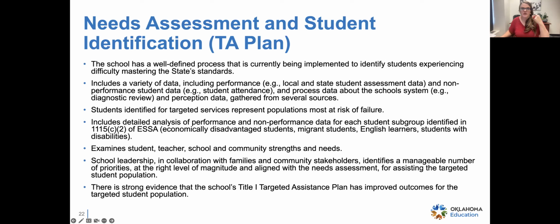Does a school-wide Title I school do the targeted assistance plan? No, with a school-wide school, you're only going to have one plan per site, and it's going to be based on whether the school is a school-wide school or a targeted assistance school. So only one plan per site.